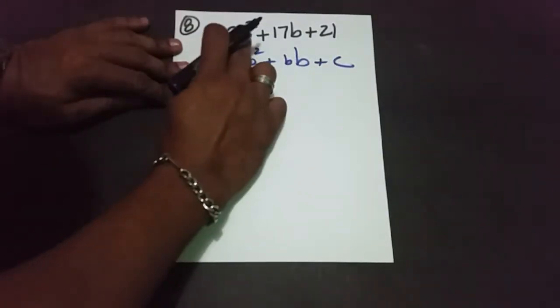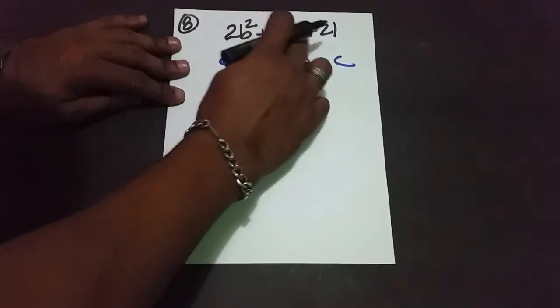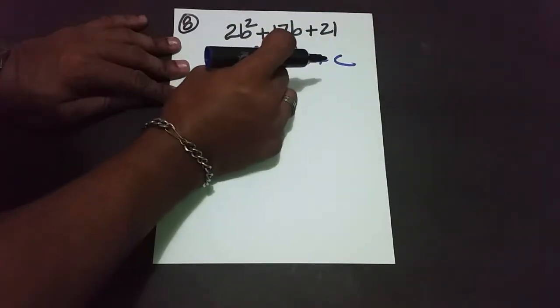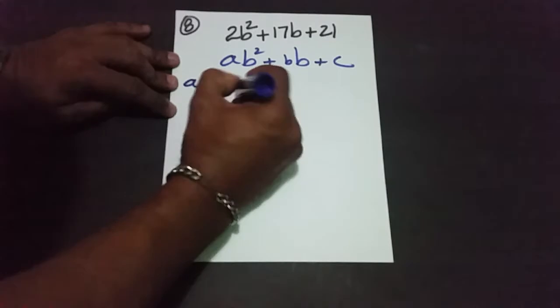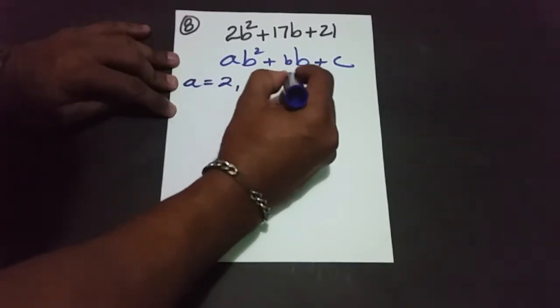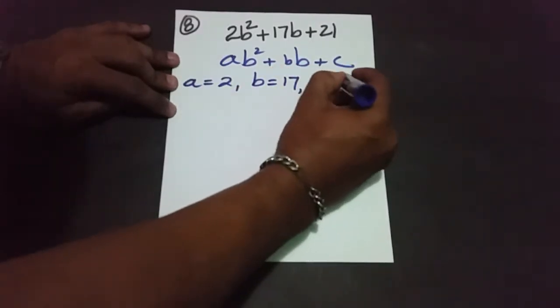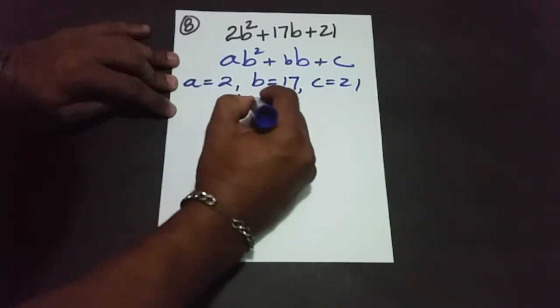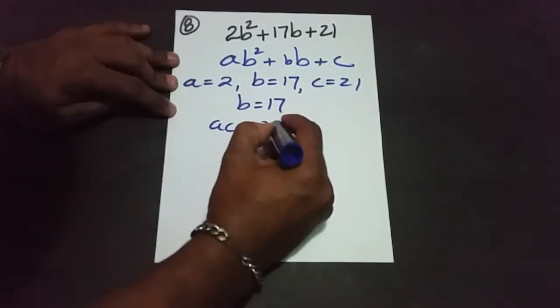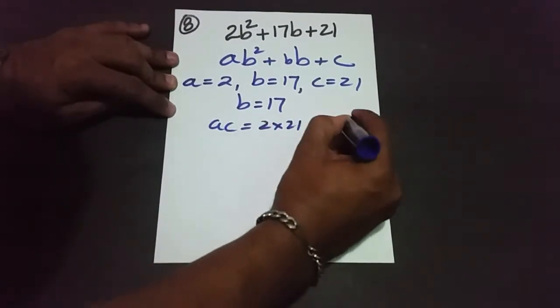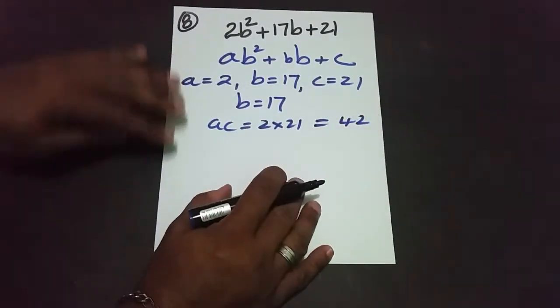So again this normally would represent x's, but they put a different letter, so we just put that in there. So we can clearly say that the value of a is 2, the value of b is positive 17, and the value of c is 21. Again, we're focusing on b, which is 17, and ac, which means 2 times 21, which is in fact 42.